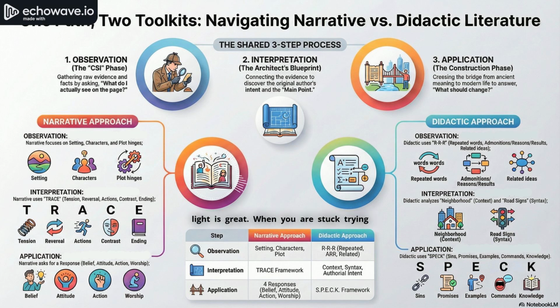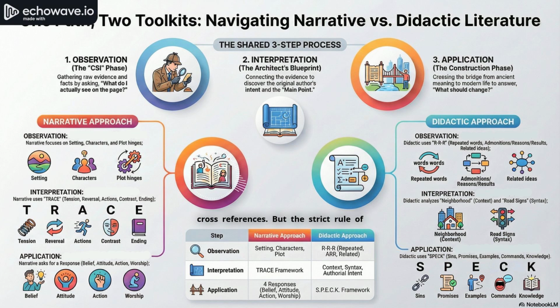Yeah, the traffic light is great. When you are stuck trying to interpret a passage, the green light is translation comparison. Look at a few different English versions to see if a shift in phrasing illuminates the meaning. And if you're still stuck? If you are still stuck, you move to the yellow light, which means proceed with caution. This is where you check historical backgrounds or cross-references.